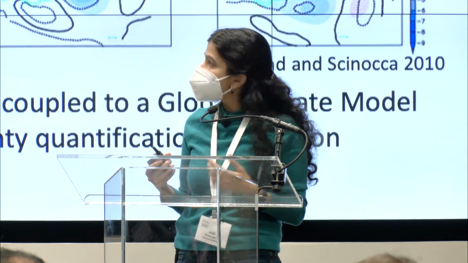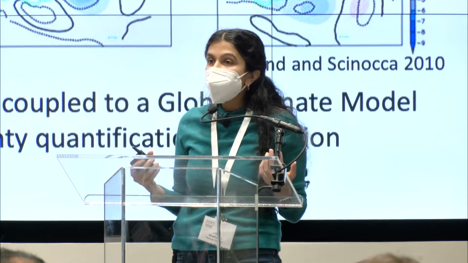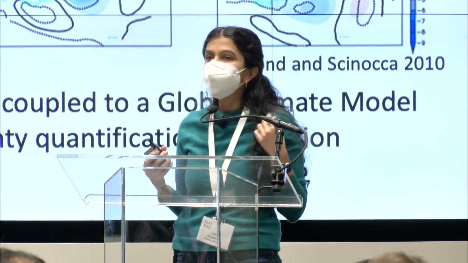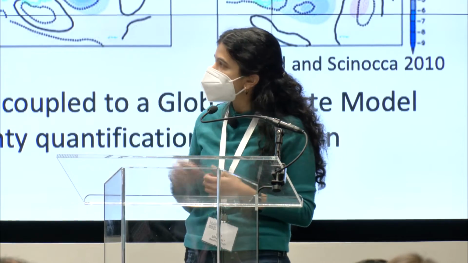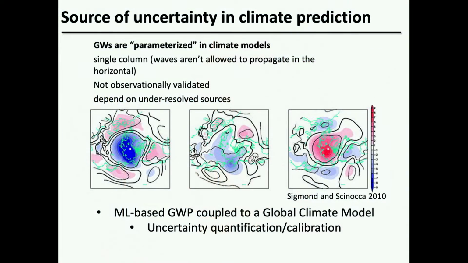Atmospheric gravity waves are not observationally validated. I'll tell you a little bit more about some very exciting new observations towards the end of the talk if we get there on time. And they depend on under-resolved sources themselves. So if you have a parcel of air that is rising in the atmosphere, that is likely to set off an atmospheric gravity wave when it convects, so when there's rain. And those processes are themselves under-resolved. So this seems like a seemingly impossible problem.